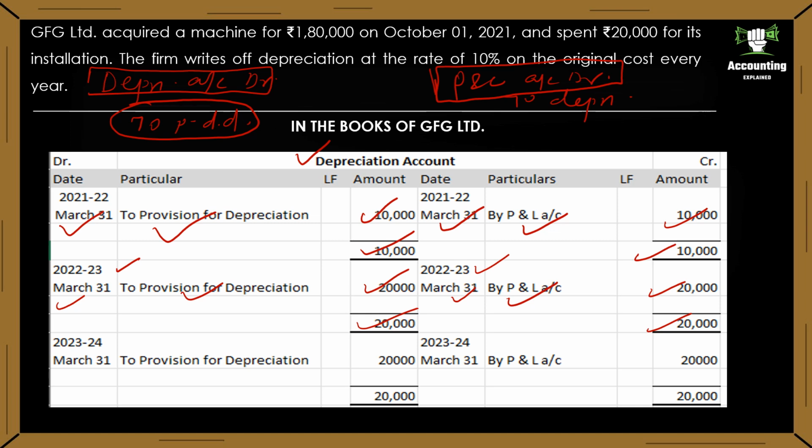March 31, 23-24 to provision for depreciation. Credit provision for whole year 20,000. Transfer depreciation to P&L account. So March 31, 23-24 by P&L 20,000. Take the total of 20,000 on both the sides. Account is tallied. With this we are completing this part 1 video of provision for depreciation.